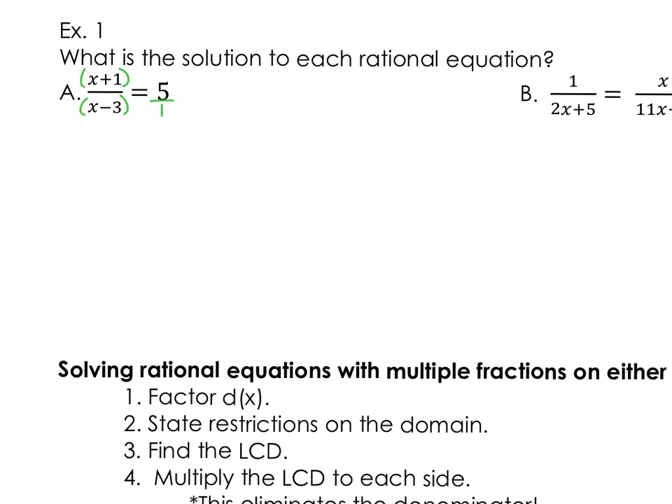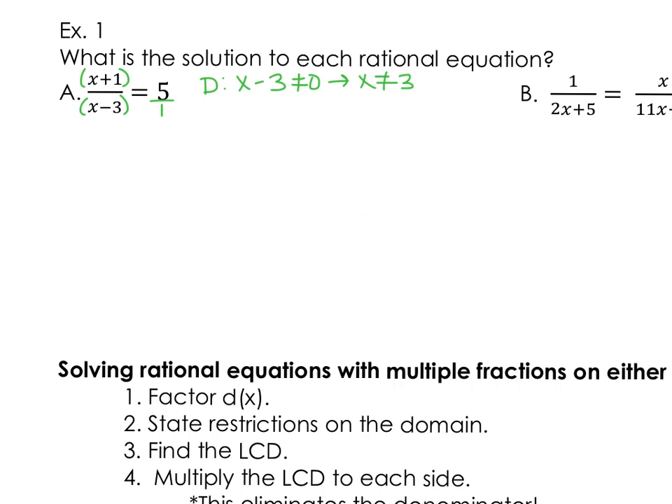Notice in those parentheses there isn't anything else to factor in the denominators, so step 1 is done for us. It's factored completely. Step 2 for the domain, if x minus 3 can't equal 0, that means our restriction on x is that x can't equal positive 3. We'll check that at the very end with our final answer.